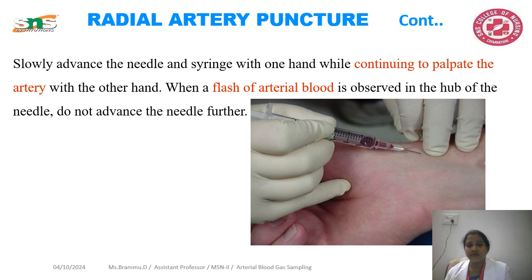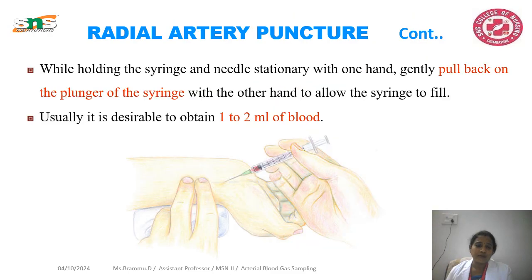Then slowly we advance the needle and the syringe with one hand, and continuously the other hand palpates the radial artery. Whenever you see the backflash of arterial blood in the hub, that indicates we need not go any further. Immediately we can draw the sample.